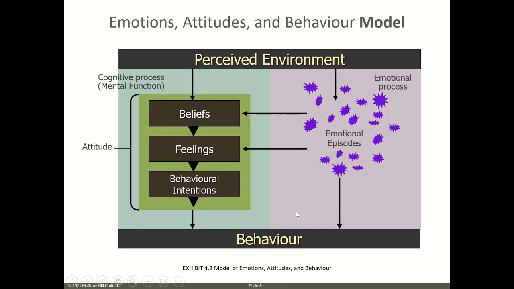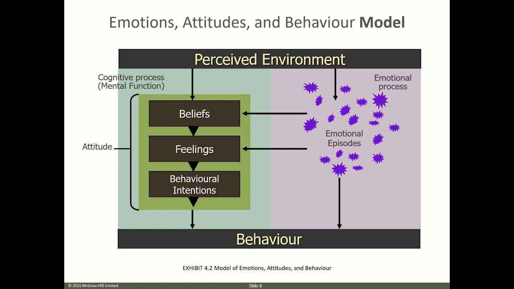Now look at this. This is the model of emotions, attitude, and behavior. On the left-hand side you can see the beliefs, feelings, and behavioral intentions. So we believe in one thing, and we have a feeling about it. According to the belief and feelings, our behaviors change, right? So all three things club together, and we can say this affects the attitude of the person, maybe positive or negative.